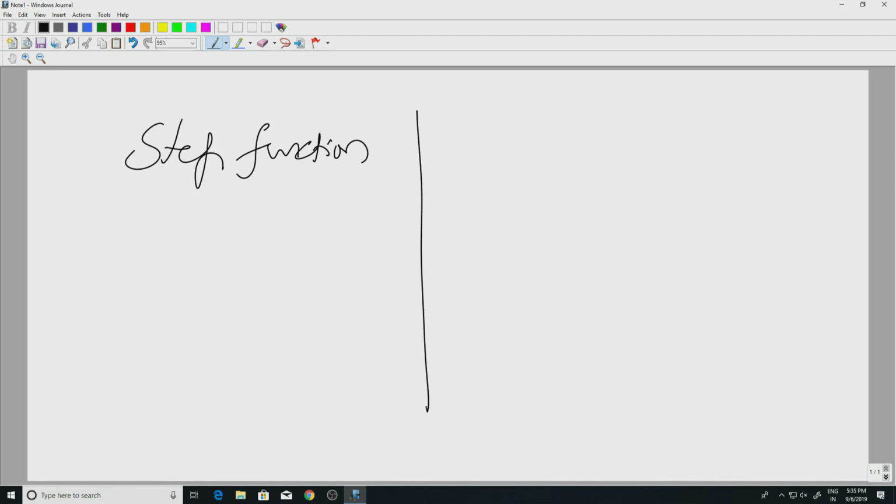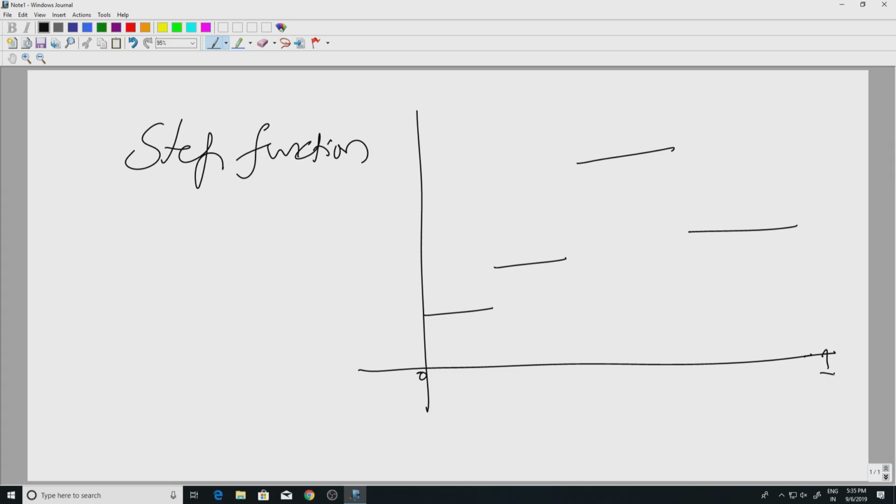So, it would be something like this. Let us say it's here and some value here, some value here and some value here, and so on. So, this is the domain on which it is defined, let us say 0 1. These are certain values which we call alpha 1, alpha 2, alpha 3, alpha 4, and so on. So, f takes the value alpha 1 in this interval, and in the next interval it takes the value alpha 2, and so on. What is the Riemann integral of this function?